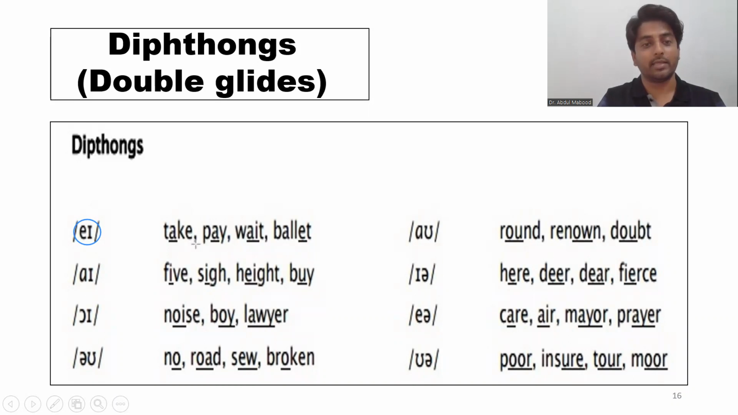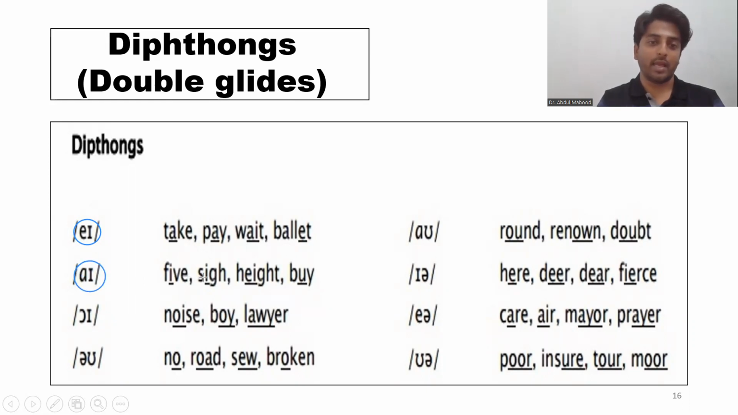T-A-K, it is take, it is not take like in the Indian subcontinent. People tend to pronounce this word as take, but it's take. The next: pay, then wait. Fine. So there is a glide from one sound to another. A is one glide, another glide is E. Take, take, right?